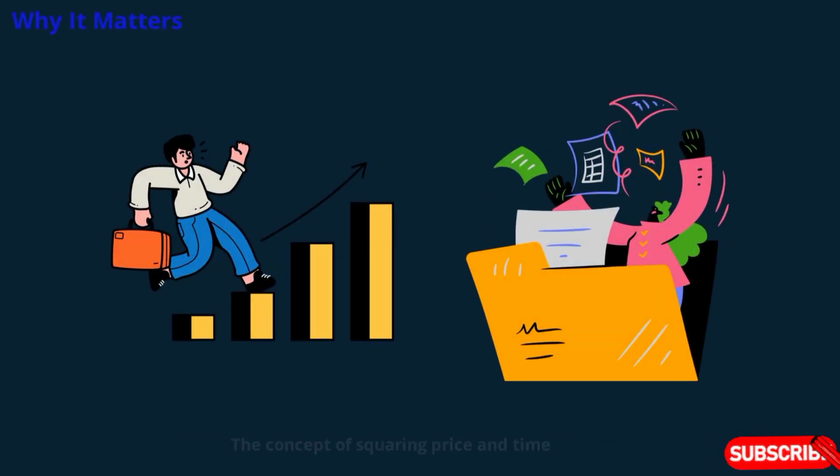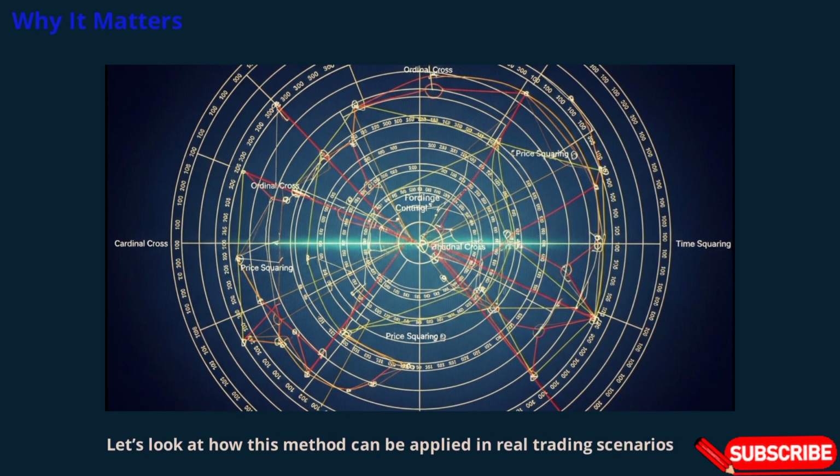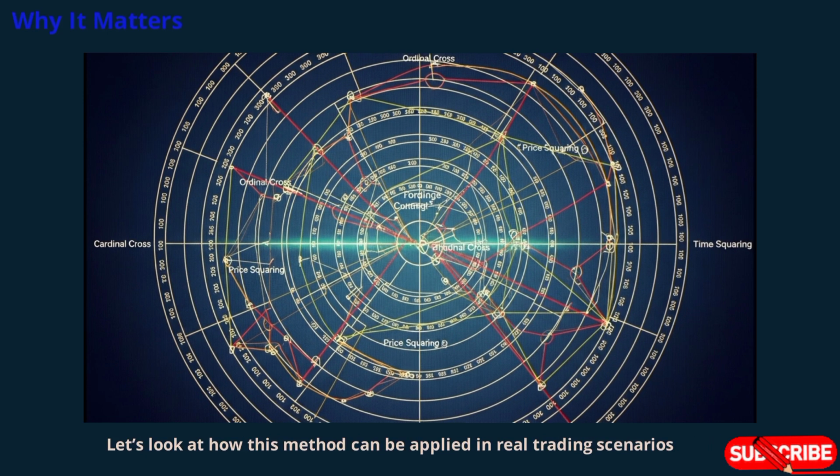The concept of squaring price and time is more than just a mathematical curiosity. It's a practical tool that traders use to anticipate market movements. By identifying when price and time are squared, you can spot potential turning points, trend reversals, or price targets. This approach is especially valuable for those who want to add a geometric and mathematical edge to their market analysis. Let's look at how this method can be applied in real trading scenarios.